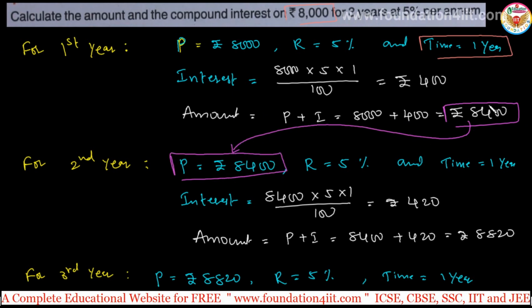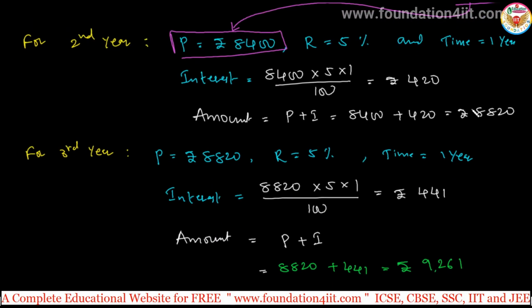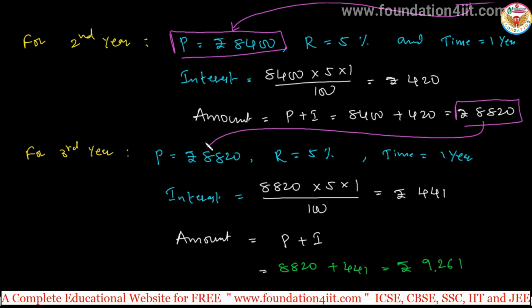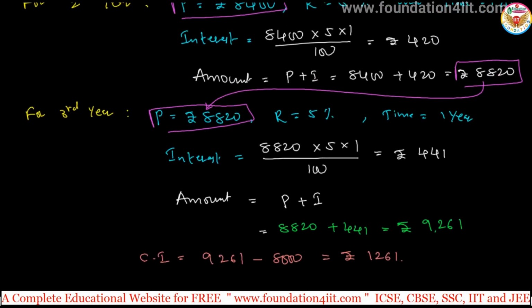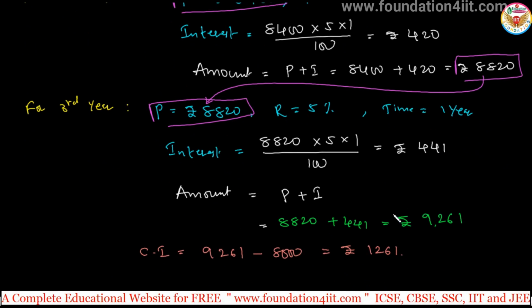It's matching. Same way, so second year amount is this. It comes to the third year principal. Every year, however many years there are, it will repeat the same. Finally, the last one is the final amount minus original principal. If you subtract, you'll get the compound interest, right? So this is the compound interest using only the simple interest method.